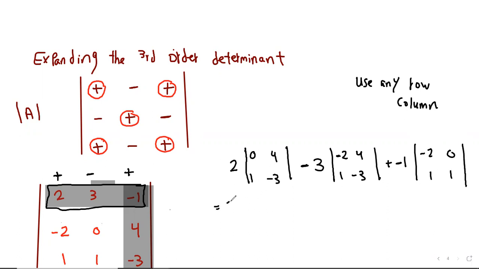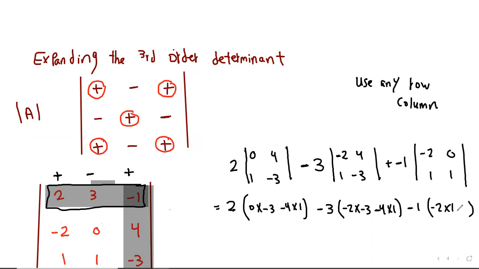So it will be 2 multiplied by, find the value of this determinant as we used to find. It's 0 times -3, 0 multiplied by -3 minus 4 times 1. Minus 3 multiplied by -2 times -3 minus 4 times 1. Minus 1 multiplied by -1 times 1 minus 1 times 0. So here it's 2 multiplied by -4. And here it's -3 multiplied by 6 minus 4, it's 2.